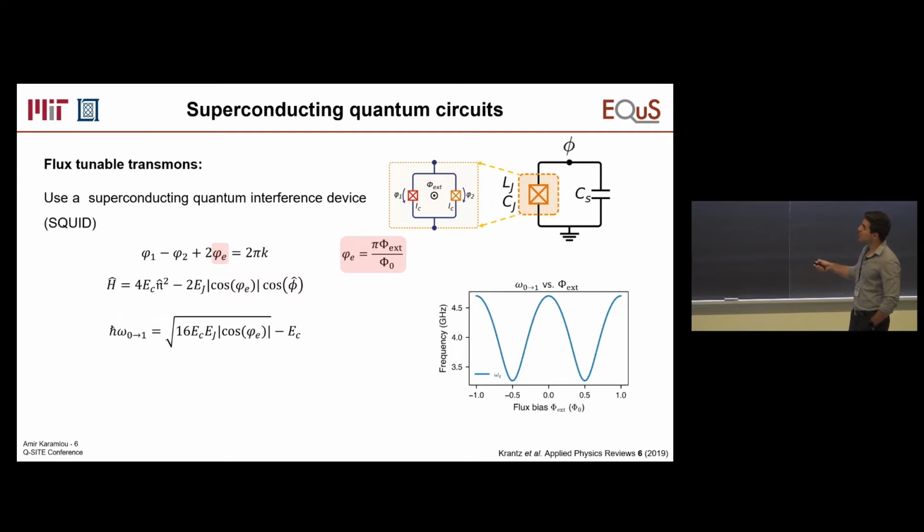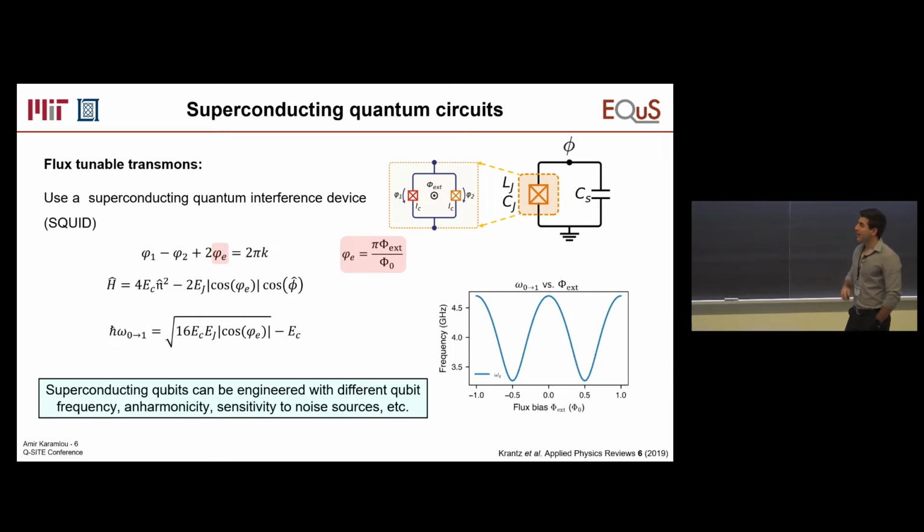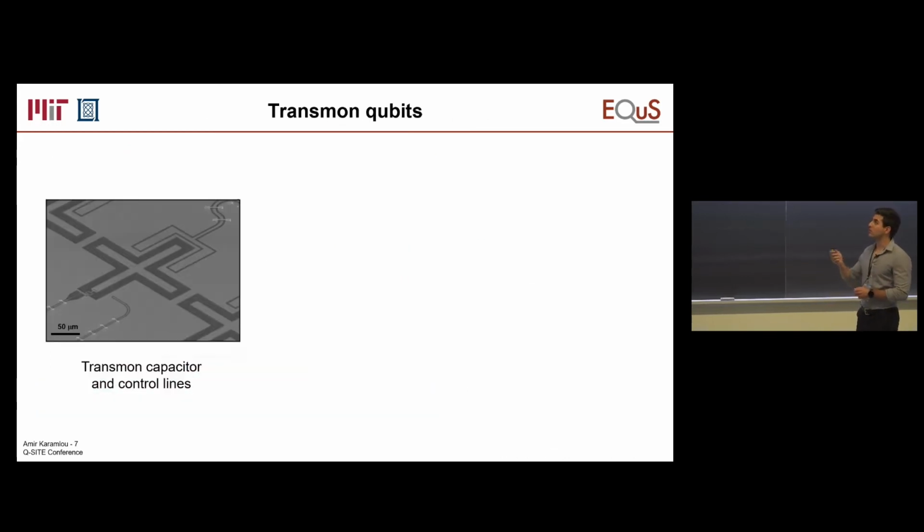So essentially, by changing the flux bias, phi external, which we can do in our experiments, we can change the qubit frequency. And in fact, with superconducting qubits, we can engineer qubits with different frequencies, different responses to flux bias, different anharmonicities, and different sensitivity to noise sources. This is the workhorse of what we use for most of our experiments in our lab, because there's a lot of additional research into novel types of superconducting qubits.